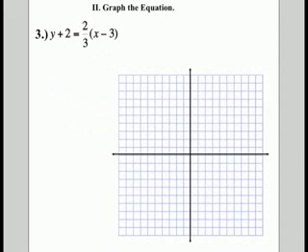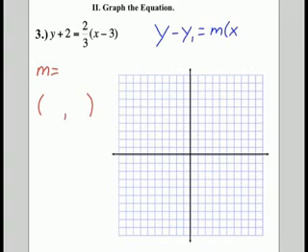Now we have to graph the equation. Y plus 2 equals 2/3 times the quantity x minus 3. Well, we recognize that this equation is written in point-slope form. So that means we can identify the slope and a point. So point-slope form is y minus y1 equals m times the quantity x minus x1. And our slope is the m and our point is the x1 and y1. So looking at this equation, we identify our m as 2/3. So we have a slope of 2/3.